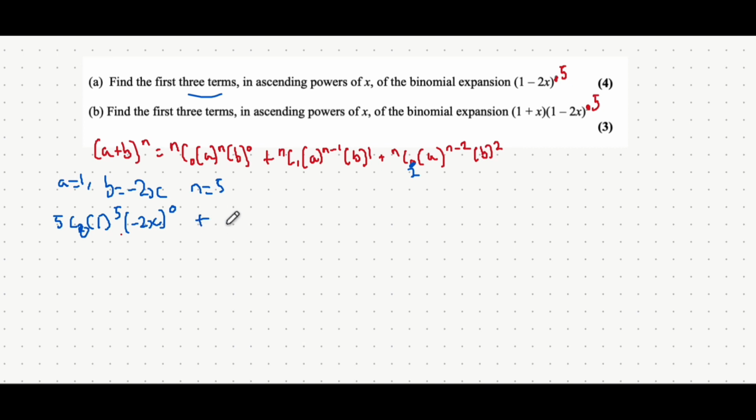Let's write the rest of it out before actually calculating it. So n choose 1 in this case is 5 choose 1 because n is 5 for our question. a is still 1. n minus 1 is 5 take away 1, which is 4. And then multiplied by b, which is minus 2x, all to the power of 1. And then to get to the last term, you do 5 choose 2 multiplied by a again, which is 1 to the power of n minus 2 this time. 5 take away 2 is 3. All multiplied by b squared, which is minus 2x, all squared.